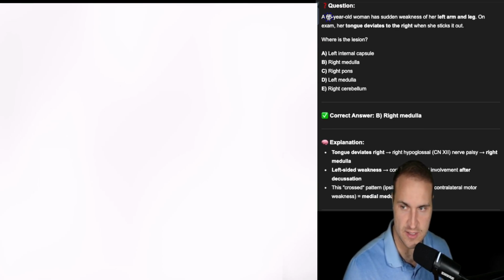Here's another practice question: 65-year-old woman, sudden weakness of her left arm and leg, tongue deviates to the right, and so it's the right medulla. It's because there's a cross pattern, ipsilateral cranial nerve sign and contralateral motor weakness.